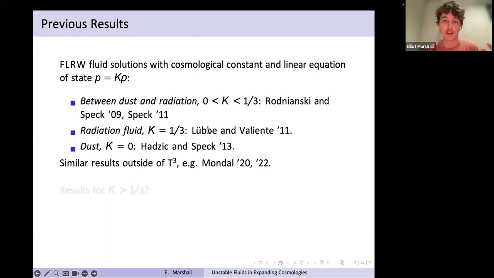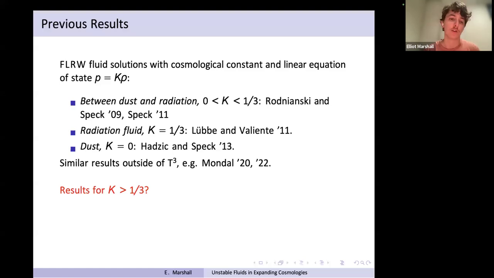These results that I've listed just here refer to the T3 flat FLRW solution, but you can also prove equivalent results outside of T3. For example, the work of Mondal shows this. But the key point that I want to emphasize here is that all these results consider K up to 1/3. But already at the homogeneous level, we know that K equals 1/3 is this bifurcation point. So we get these two dramatically different types of behaviors: asymptotically orthogonal fluids for K less than 1/3, and asymptotically extremely tilted fluids for K greater than 1/3.